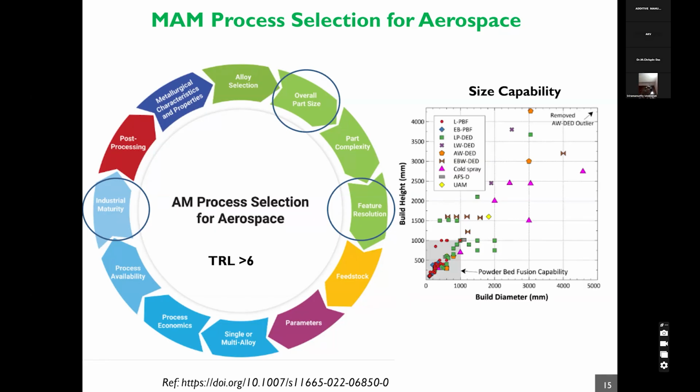On the right, you can see the capabilities of various additive manufacturing processes. So it is talking about build height versus the build diameter. So you can see laser powder bed fusion process can mainly make parts up to 1 meter class. And when you need to make components up to 4 meter class, you are essentially looking at arc wire DED process. So almost all the DED processes can make very large size components, and powder bed fusion mainly focuses on making smaller size components.